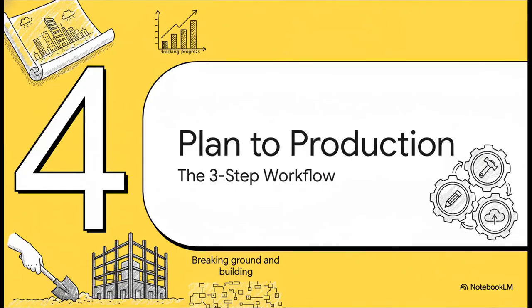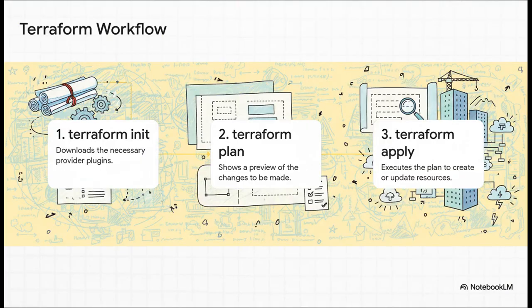All right, so we've got our blueprint. We have a way to track progress. How do we actually break ground and start building? Well, it's a beautifully simple and reliable three-step workflow. First, you run Terraform init. This just gets your project ready and downloads the providers you need. Think of it like getting the official blueprints approved by the city. Second, you run Terraform plan. This shows you exactly what changes are about to happen. And finally, when you like what you see, you run Terraform apply to actually execute the build.